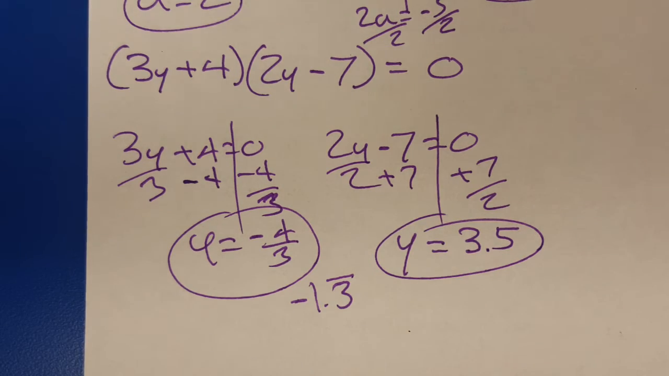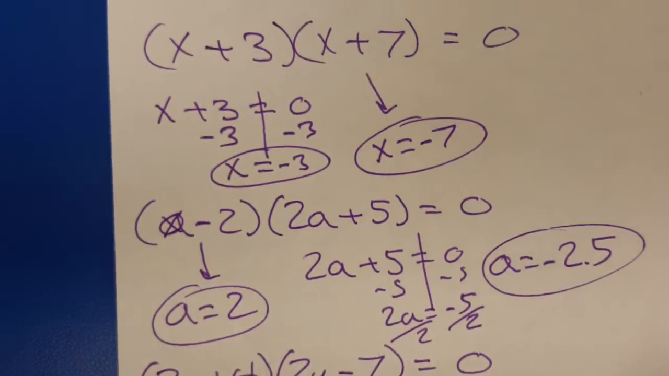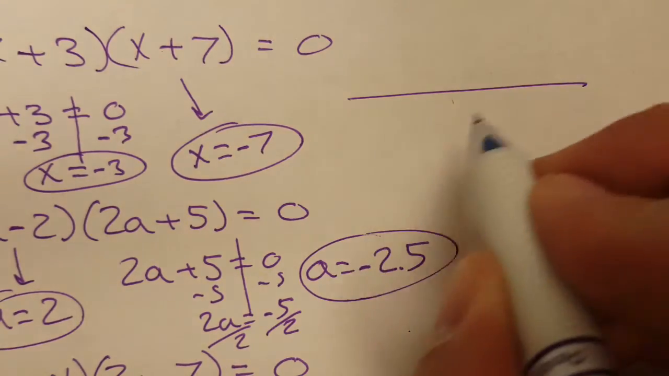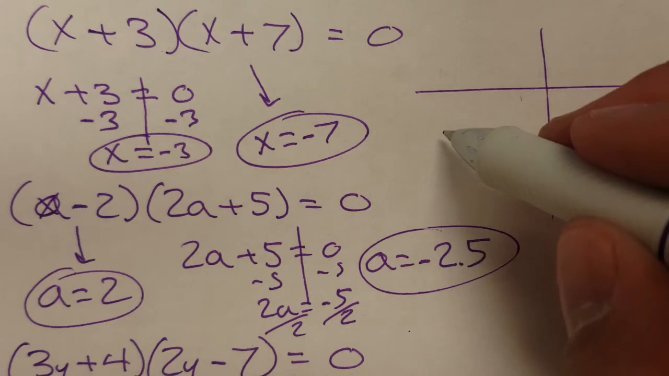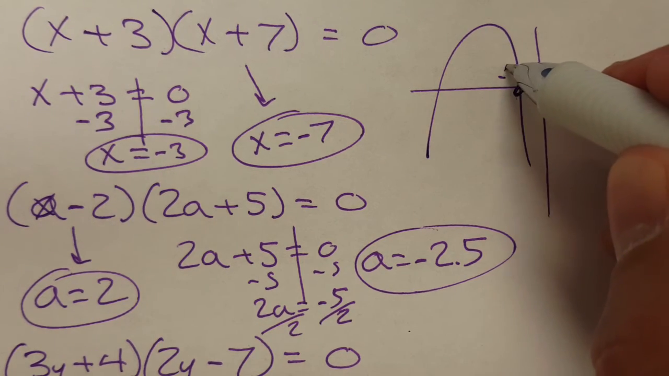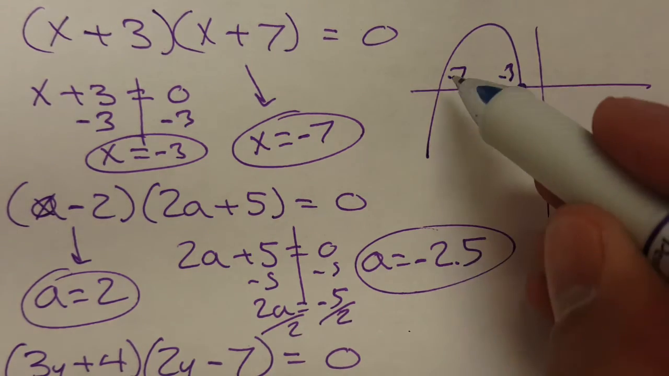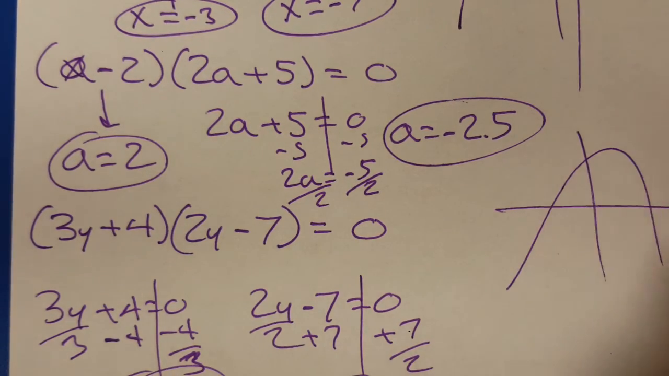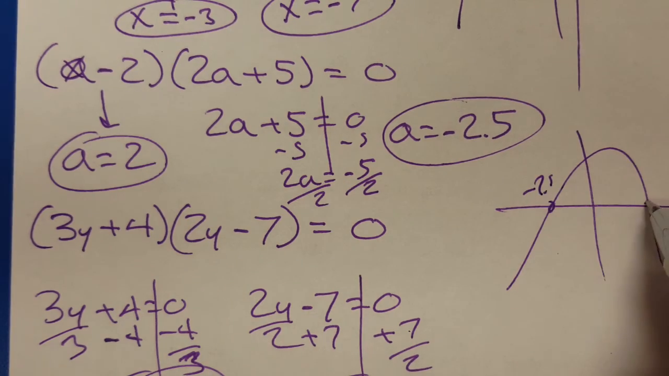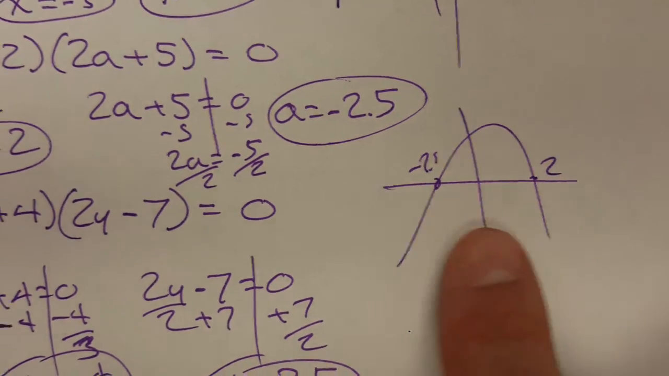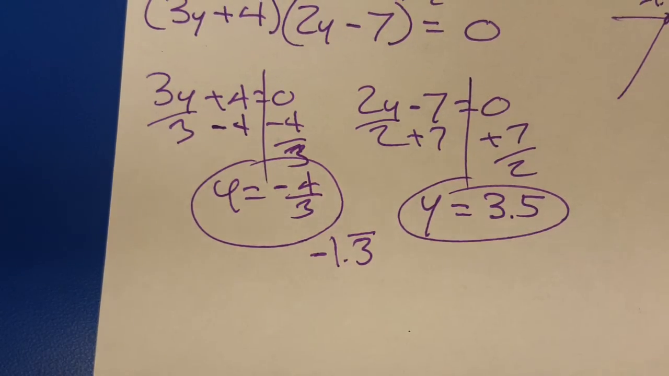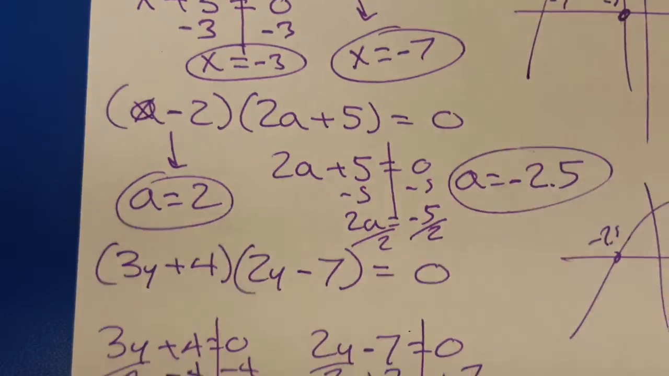If you want to take a second here and push pause, go to Desmos and type in that equation right there, and then see where it crosses the x-axis. I have a funny feeling that this one might hit -3 and might hit -7. This next one, if you were to graph this, I have a feeling it might hit -2.5 and then +2. If you graph this one, I have a feeling you might hit -1.3 and 3.5. I don't know. Go to Desmos, plug those in, and then check your work.